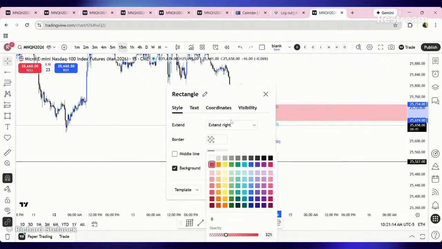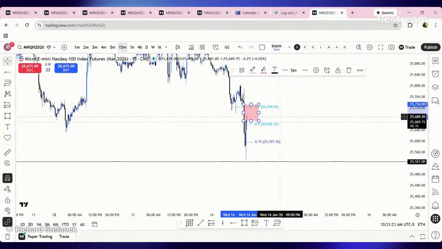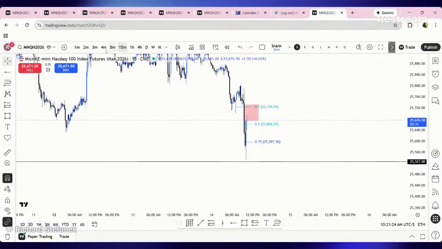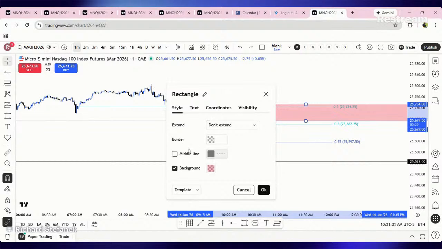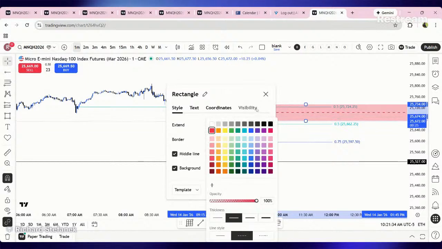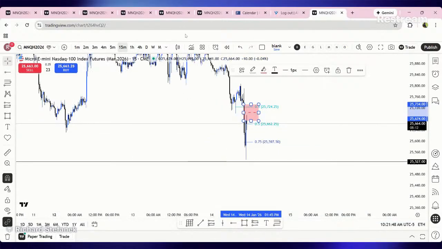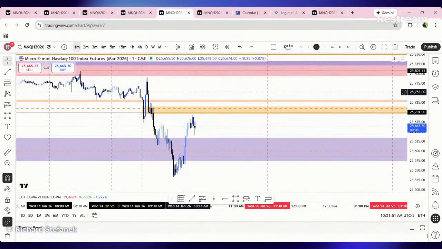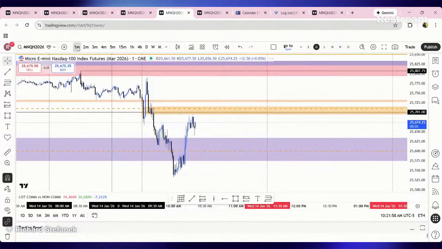Oops, wrong one. Where's the midpoint? So that midpoint of the 15-minute is also inside the first presented fair value gap right there. Because if we look at the 15-minute, it's inside there. So like I said, I would prefer to see it come up and get into that first before looking to take anything.